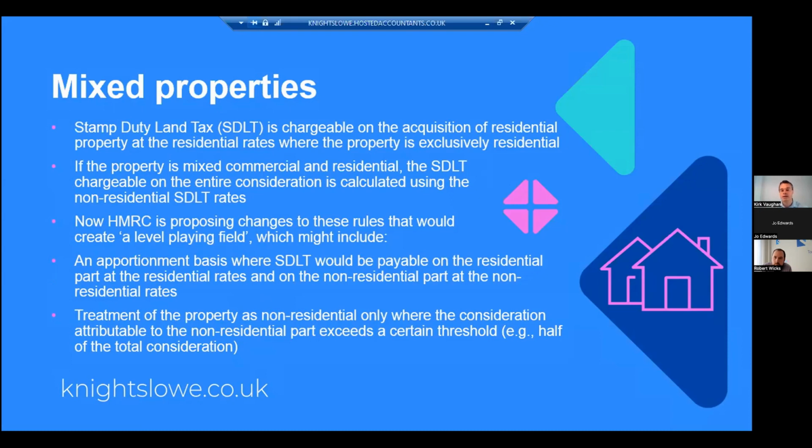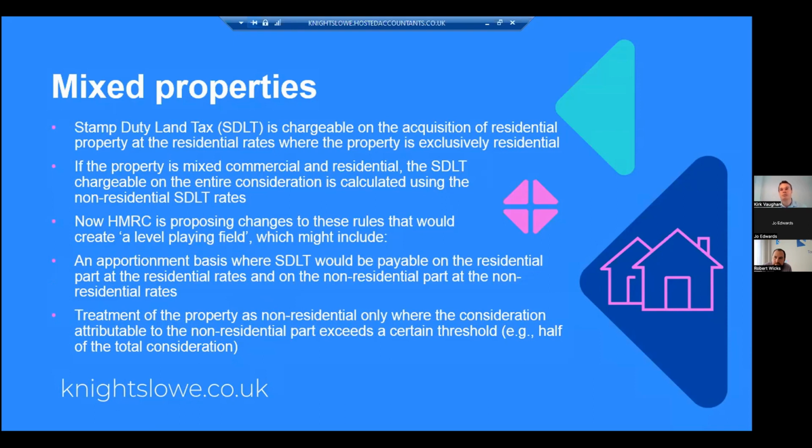The revenue, I think, are looking into this because they feel these rules are probably being abused a little bit. And you might, for example, have a house which is worth £1 million, and then you might have £50,000 worth of commercial property, and the whole proceeds at the minute, the £1,050,000, is being taxed at the non-residential rates, which the maximum rate is 5%, like I just said.